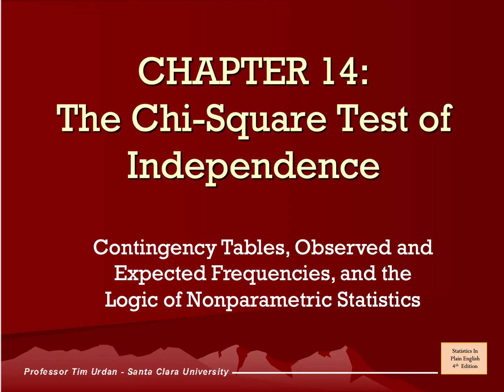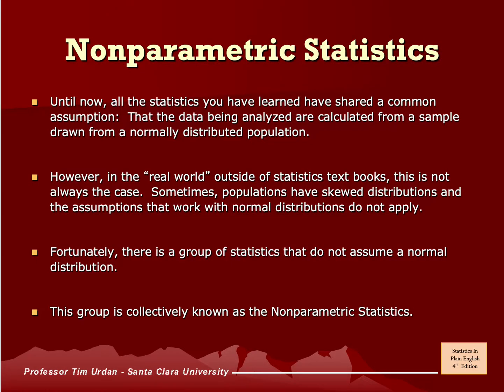So, chapter 4 is the chi-square test of independence. It is very much a next step building block to what we've already seen, so it's not going to be like it's a totally new process. This is a part of what we call non-parametric statistics.